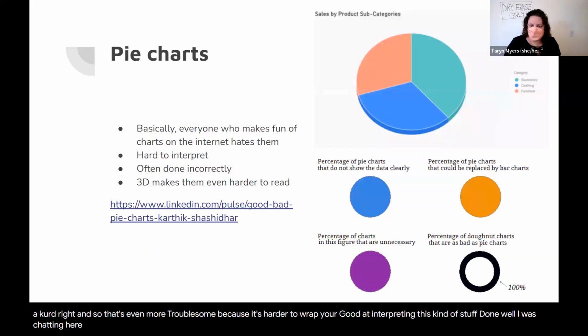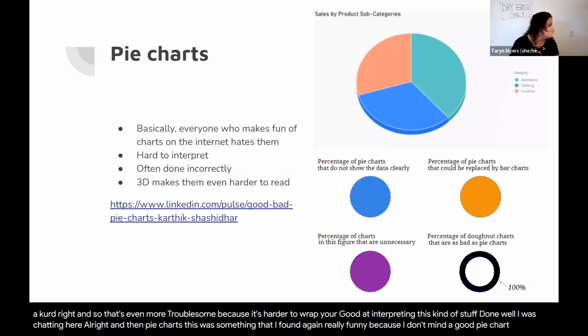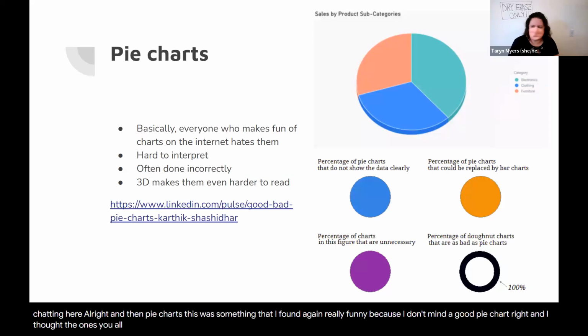All right, and then pie charts. This was something that I found really funny, because I don't mind a good pie chart, right? And I thought the ones you all made the other day were great. But everyone who is pointing out problematic charts on the internet just hates pie charts.